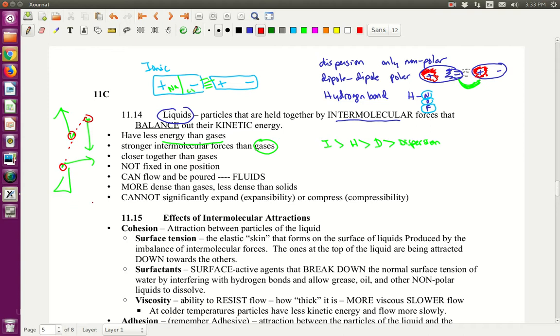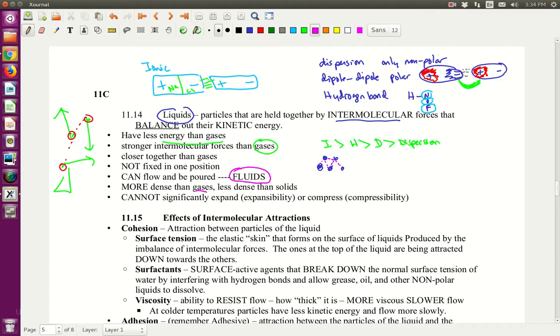Okay? So the individual liquid molecules don't have as much energy. So these are closer to each other than the gases. And because they're closer to each other, the intermolecular force between them, the attraction, is stronger. Liquids are not in a fixed position. They fill up any kind of particular position you want them to fill up. They can flow and be poured, so they're fluids. Liquids are fluids because they can flow. Gases are also fluids because they can flow. Fluids flow.